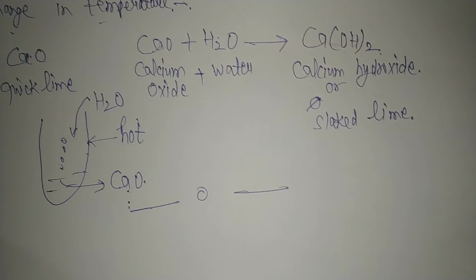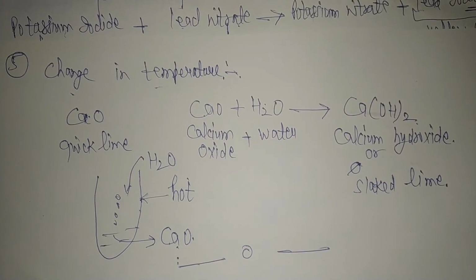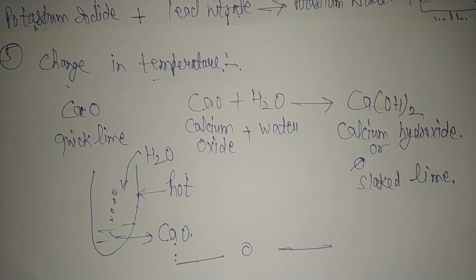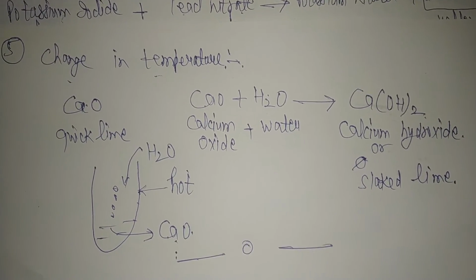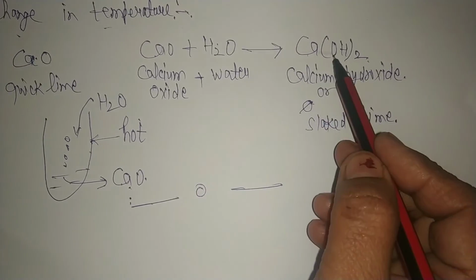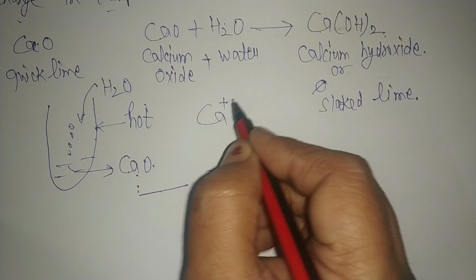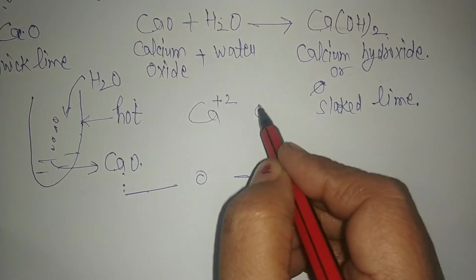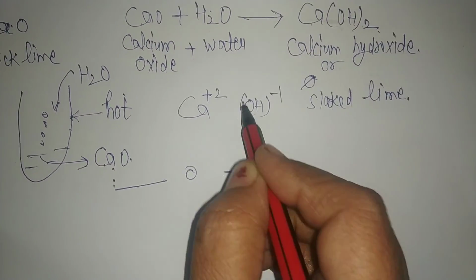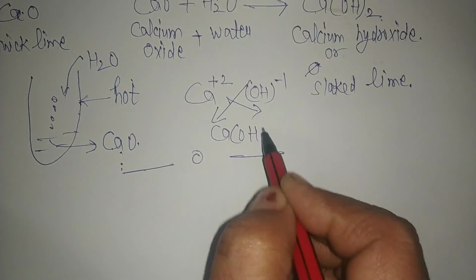In my next video we will move ahead to the next topic of this chapter, types of chemical reactions, balanced and unbalanced, and how calcium hydroxide is formed. I want to again let you know that calcium has valency 2 and hydroxide has valency -1. So again by the crisscross method we get Ca(OH)2.